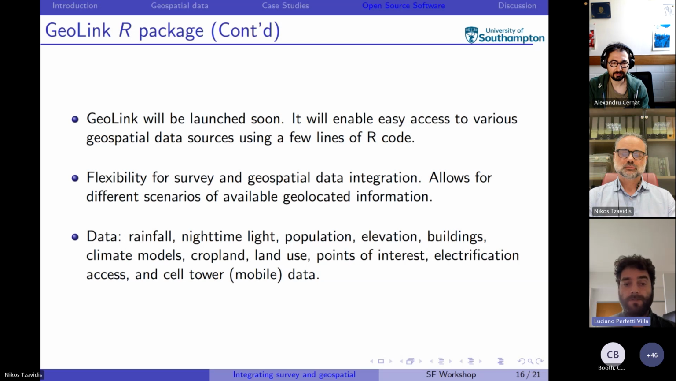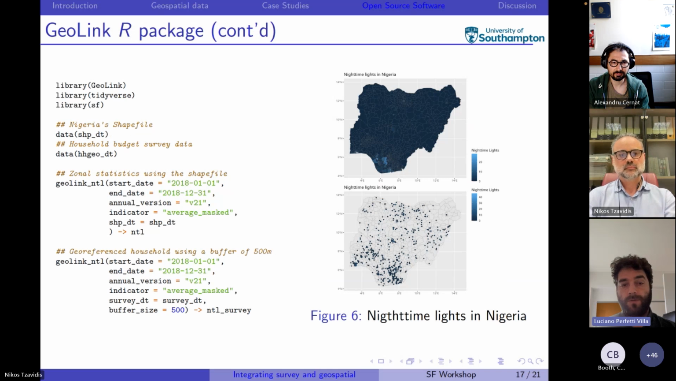So some of the data is, for example, rainfall, nighttime lights, population, elevation, buildings, climate models, electrification access, cell tower and mobile coverage, etc. We wanted to show you a little bit of what it looks like. It's really simple, basically using Nigeria's shapefile at admin2 and some publicly available household budget survey data with georeference for each of the households.